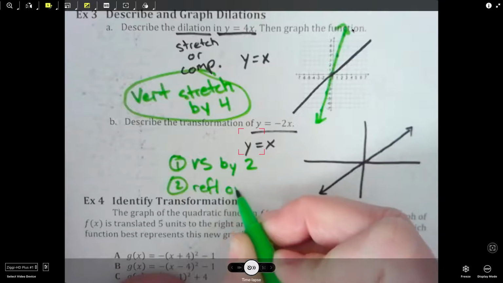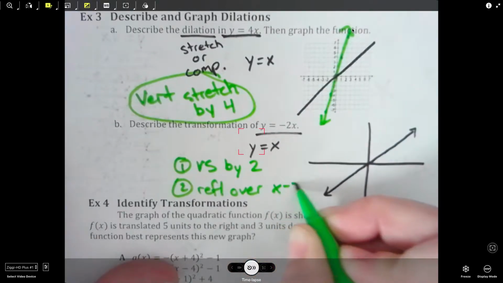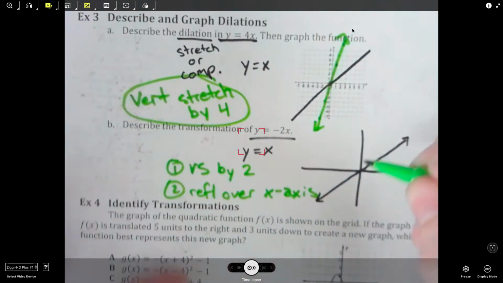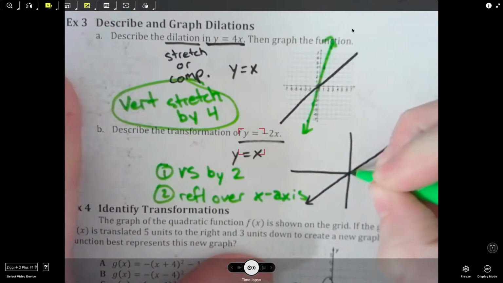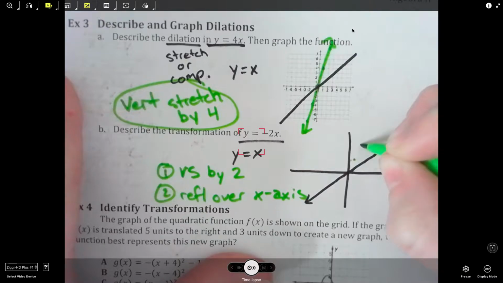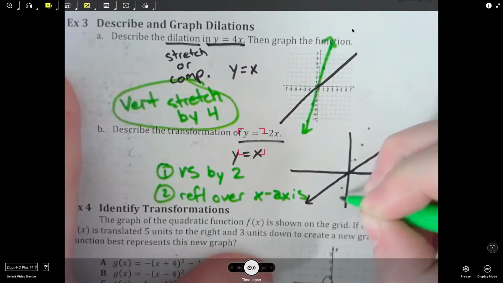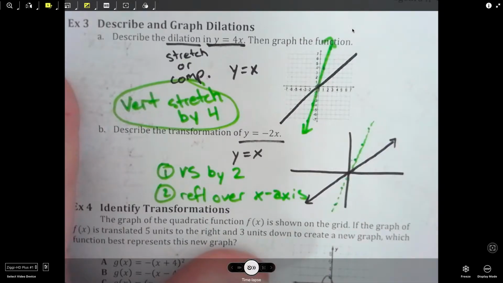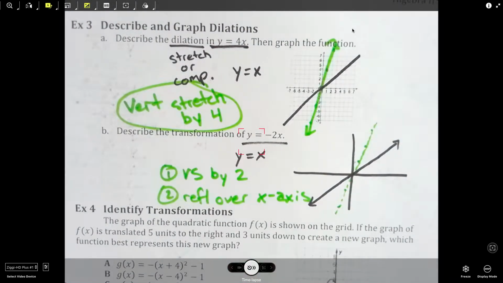Reflection over the x-axis. Okay? So basically, this first one, if I would go vertical stretch by 2, I'm going up 2 over 1, up 2 over 1, up 2 over 1, and it looks like this, right? Something like that. I'm not going to draw him really thick yet because that's not the right one. Then I reflect him over the x-axis and he looks like that.